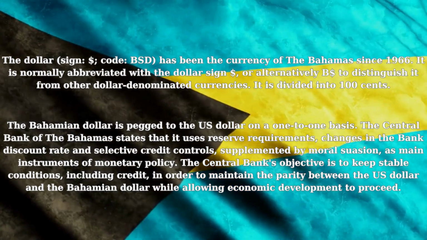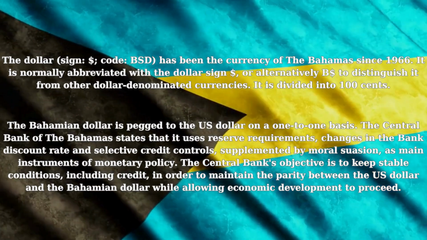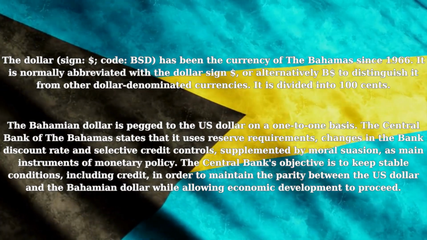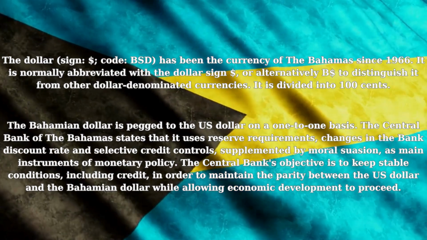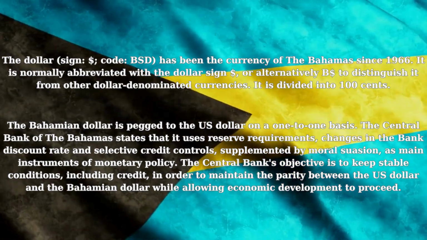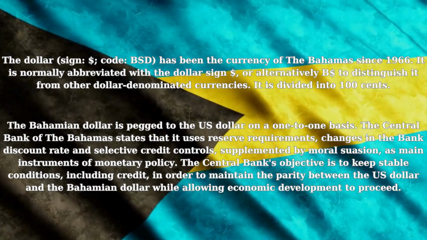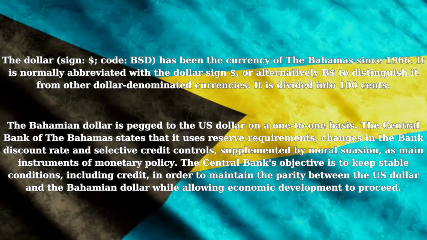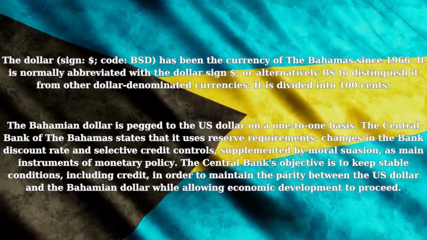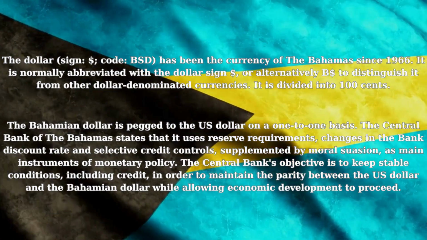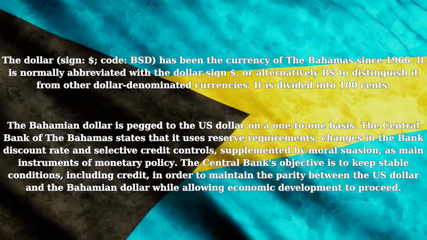The Bahamian dollar, code BSD, has been the currency of the Bahamas since 1966. It is normally abbreviated with the $ sign, or alternatively B$ to distinguish it from other dollar-denominated currencies. It is divided into 100 cents. The Bahamian dollar is pegged to the US dollar on a 1-to-1 basis.